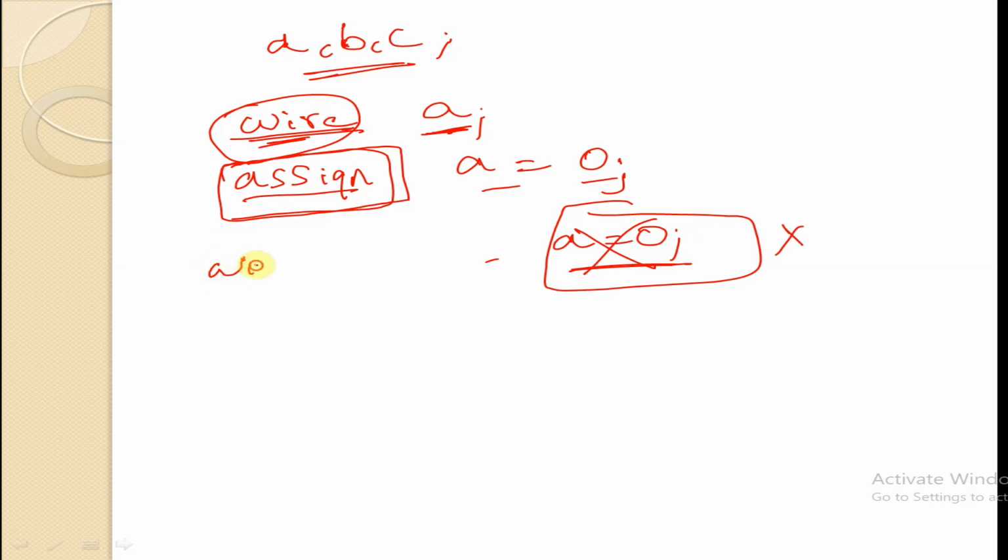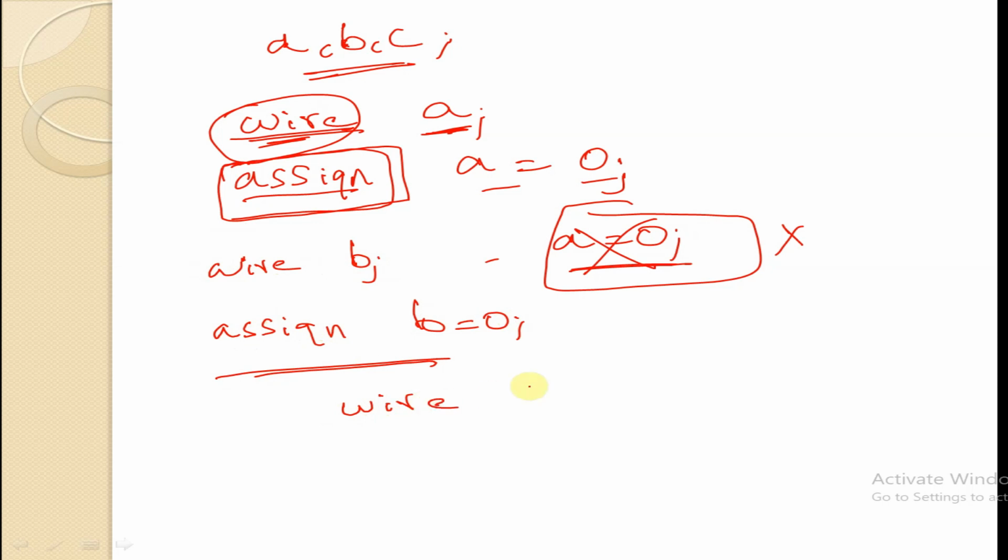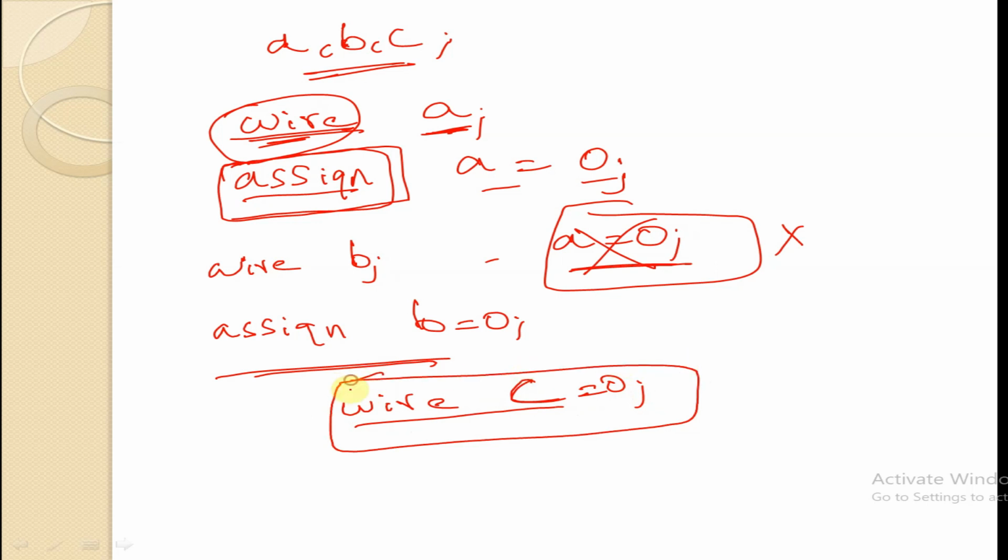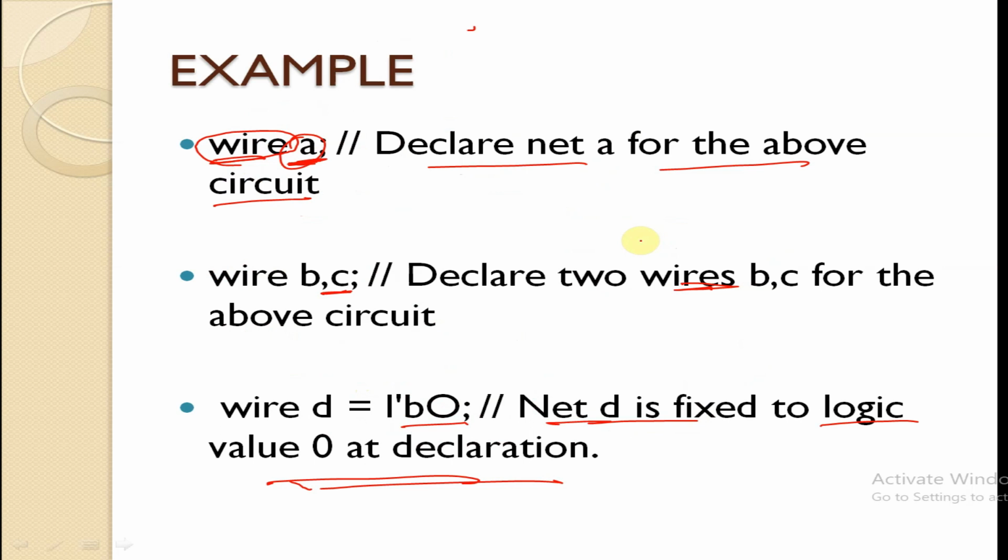And we can also declare another net data type called B, wire B, and we can assign B is equal to 0. This is also valid. And we can also write wire C is equal to 0. We can at a time declare a net data type and assign the value at the same time. This is also a valid way. So like this we can assign the values to the net data types.